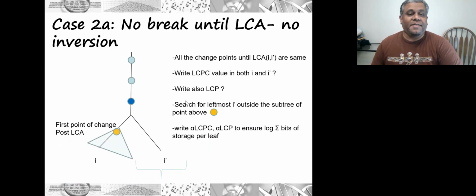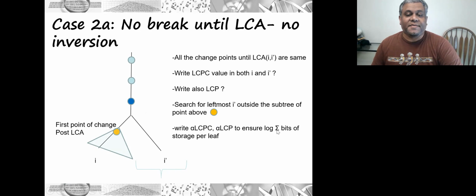Second case is that, let's say there is no breakpoint until LCA. So all of these change points are common between I and I prime. Okay, so then we can identify all these change points by using last change point. Then I look at the last inversion that I can have, and then I look for I prime, which is immediately after this, which has the same information as I written.